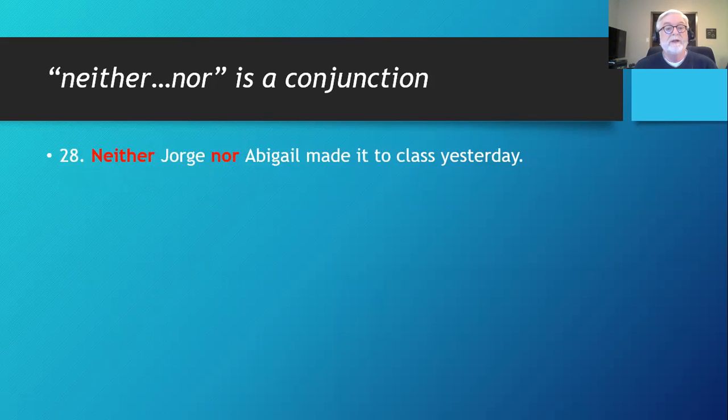All right, neither Jorge nor Abigail made it to class yesterday. This is a classic correlative conjunction. It's one of those paired conjunctions. We have some of those in English. The corresponding opposite is either or. In this case, it's the negative neither nor. It is definitely a conjunction.